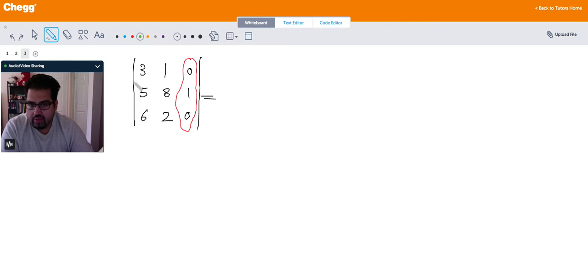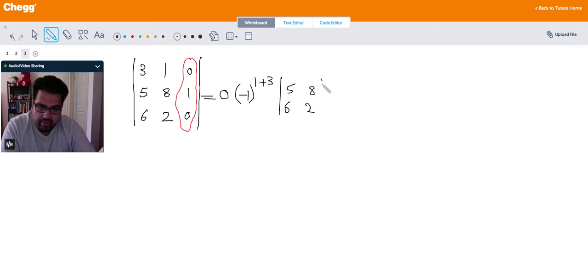So here I'm going to choose the third column, and I'm going to expand about that. So the first element here is a 0 times negative 1 to the power of, that 0 position is the first row and the third column. And then if I cancel the first row and the third column, I'm left with 5, 8, 6, 2. But when you get more advanced, you don't really need to think about this, because when you see that 0, you don't care about the rest. You say, okay, the first part is going to be 0. And then you go to the second part.